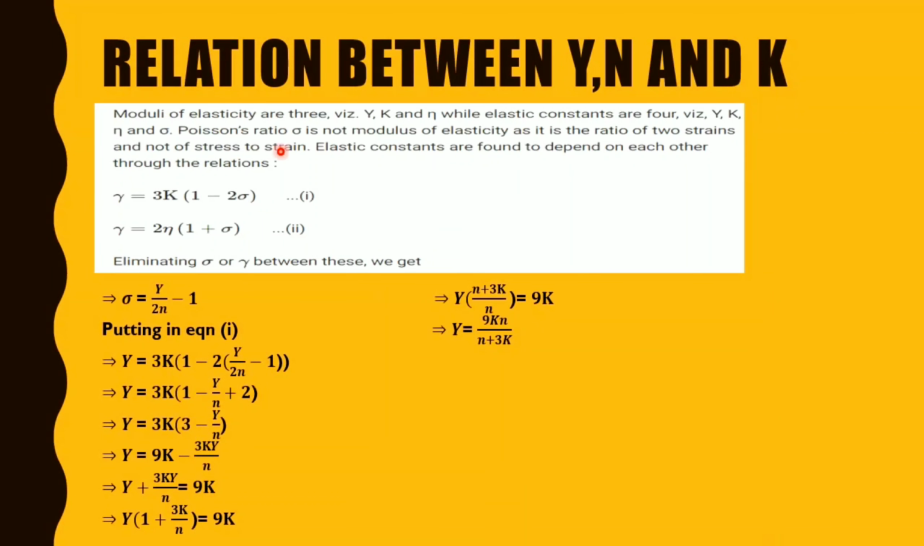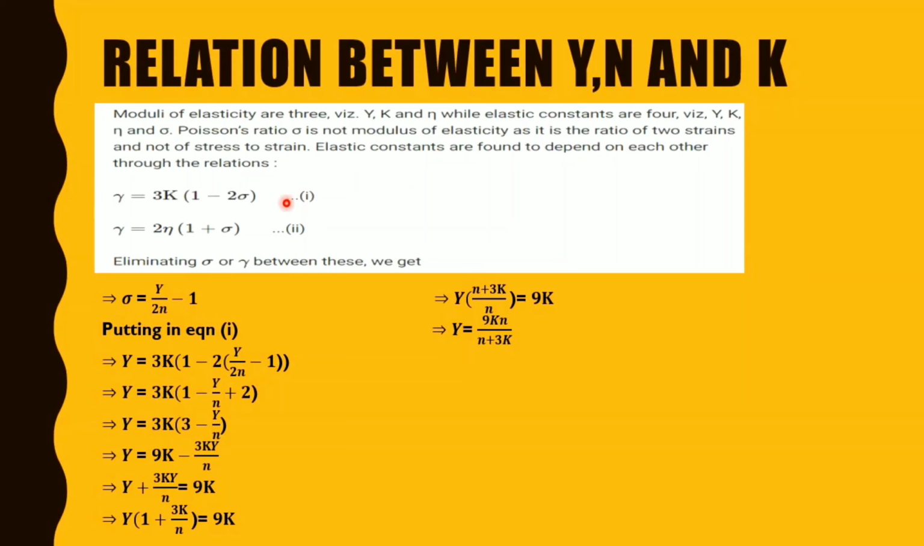Okay, so see, there are three moduli, that means one is your Young's modulus, one is your bulk modulus, and one is your eta, right? So what happens here? We know that Poisson's ratio, that is sigma, is not a modulus of elasticity, as it is the ratio of two strains and not of stress to strain. So the two expressions we need to remember are: one with Young's modulus and bulk modulus, another with Young's modulus and rigidity modulus.